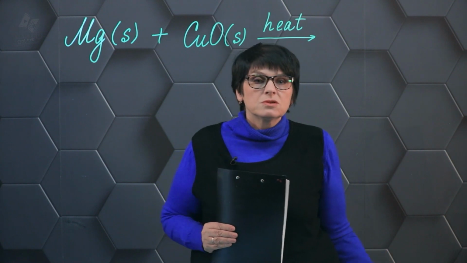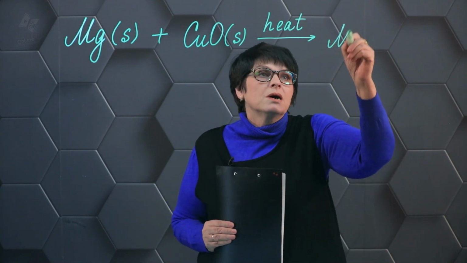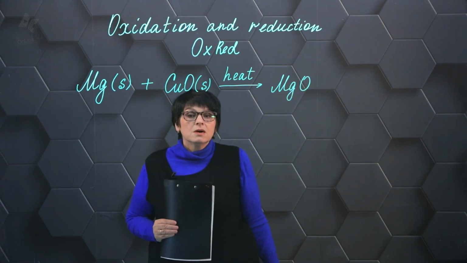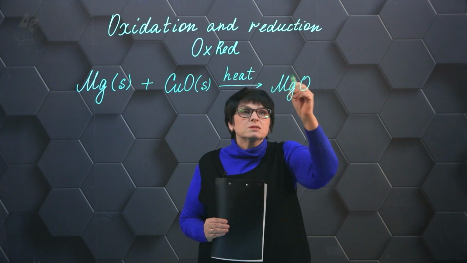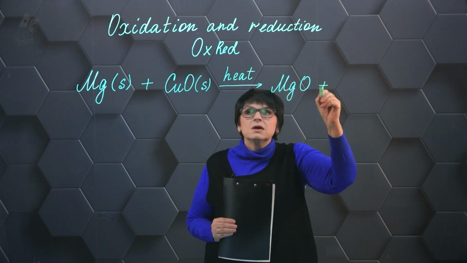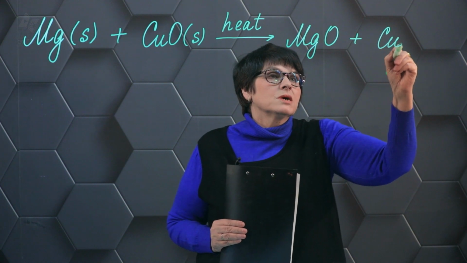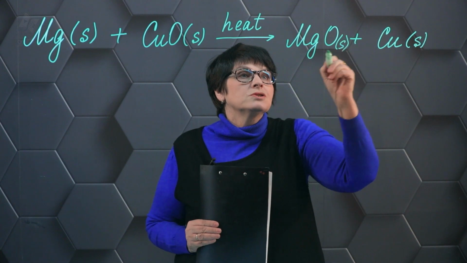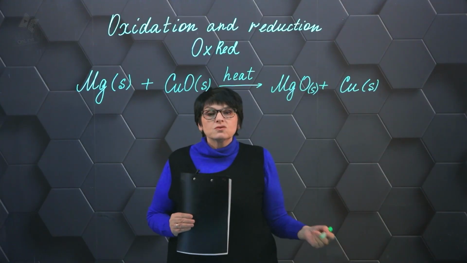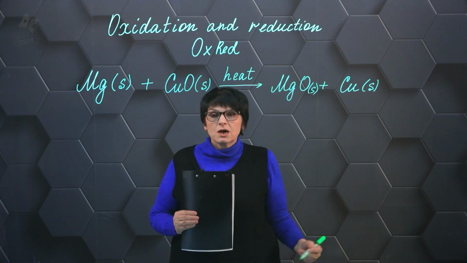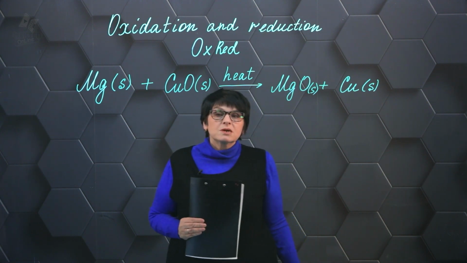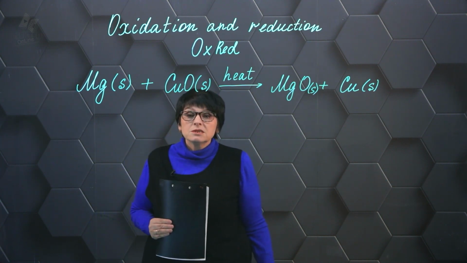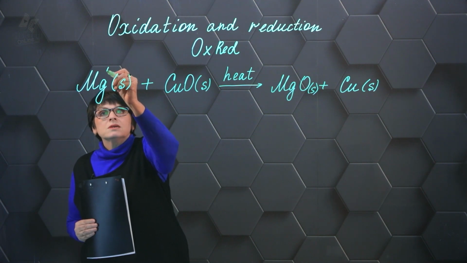As a result, magnesium will replace copper in this process, take its place, and magnesium oxide is produced. And the second substance, the product of the reaction, will be copper. Copper is a solid, as is magnesium oxide. So, let us understand what kind of processes occur in this case, what they will be called. In order for us to figure out what exactly is going on, we need to put the oxidation degree charges.